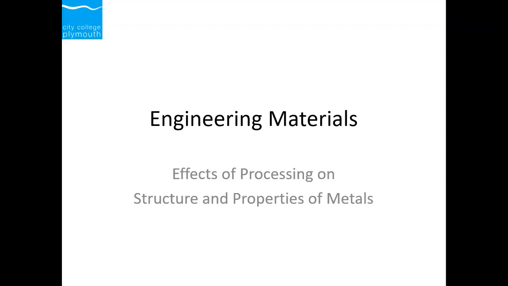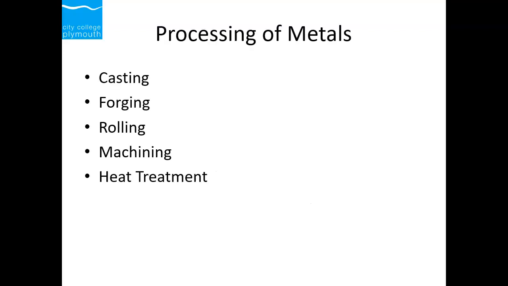Okay, now today we are going to have a look at the different types of processing on the material, and how does it affect the properties of the materials. The general types of processing that we perform are casting, forging, rolling, machining, and heat treatment.